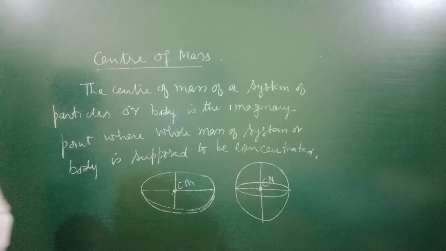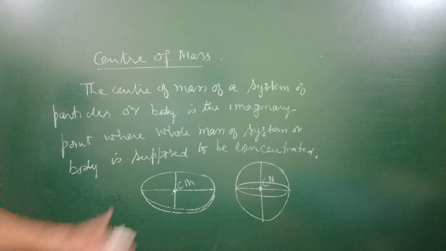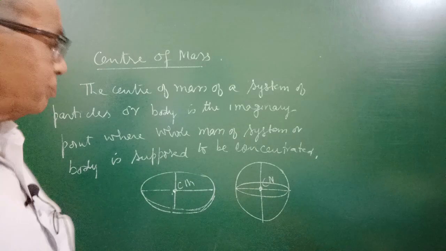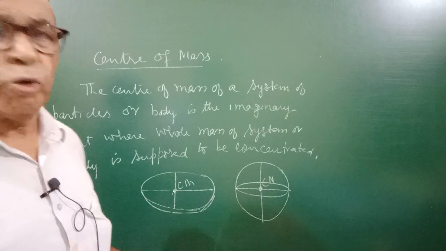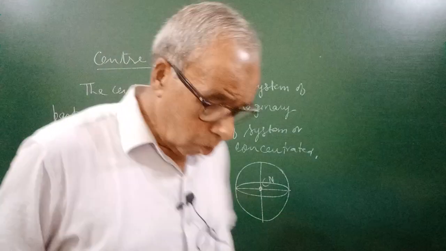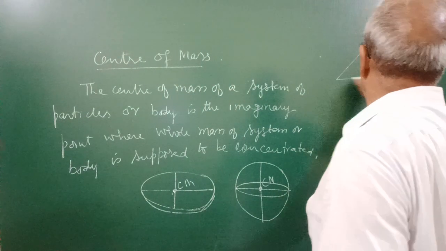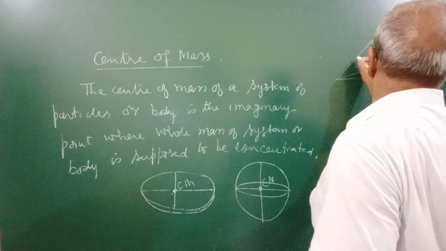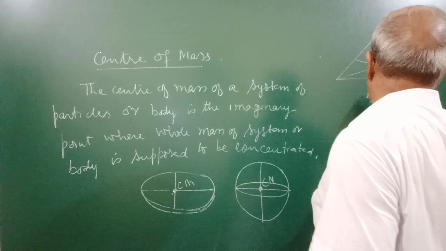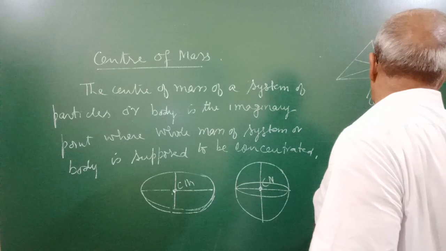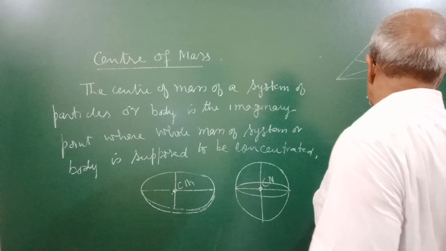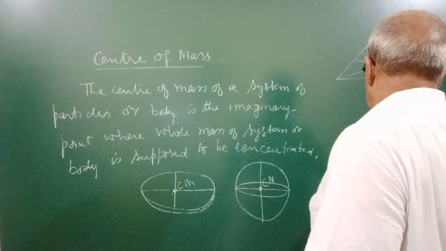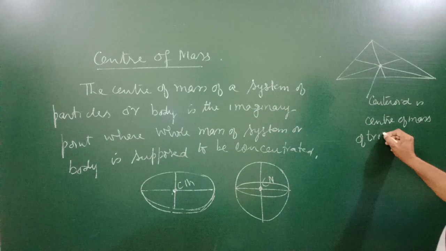So center of mass is an imaginary point. Actually, to study the motion of the object, we have a big body or we have a small body, but the center of mass point has no dimension. So the center of a triangle having uniform mass distribution, the point of intersection of medians, is called the centroid. Centroid is the center of mass of a triangular lamina.